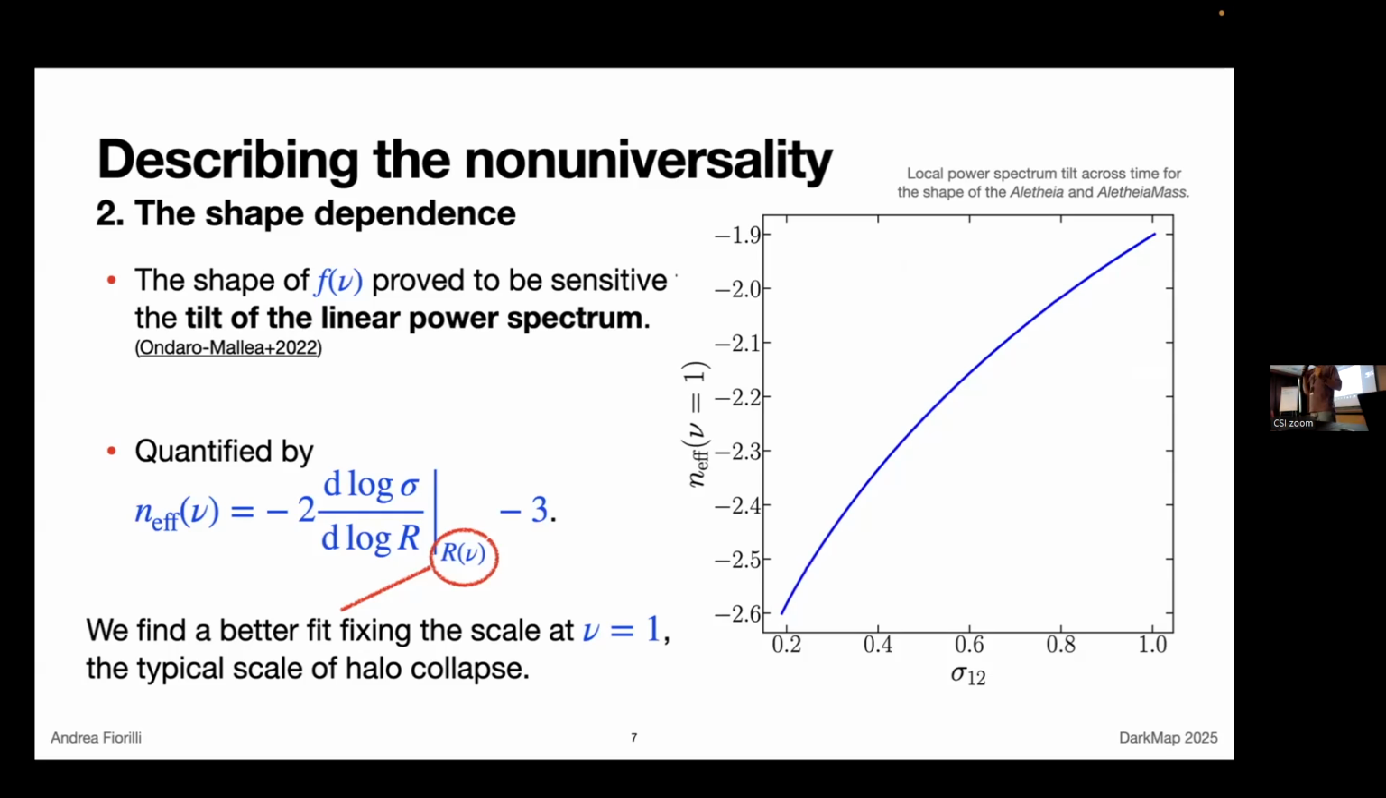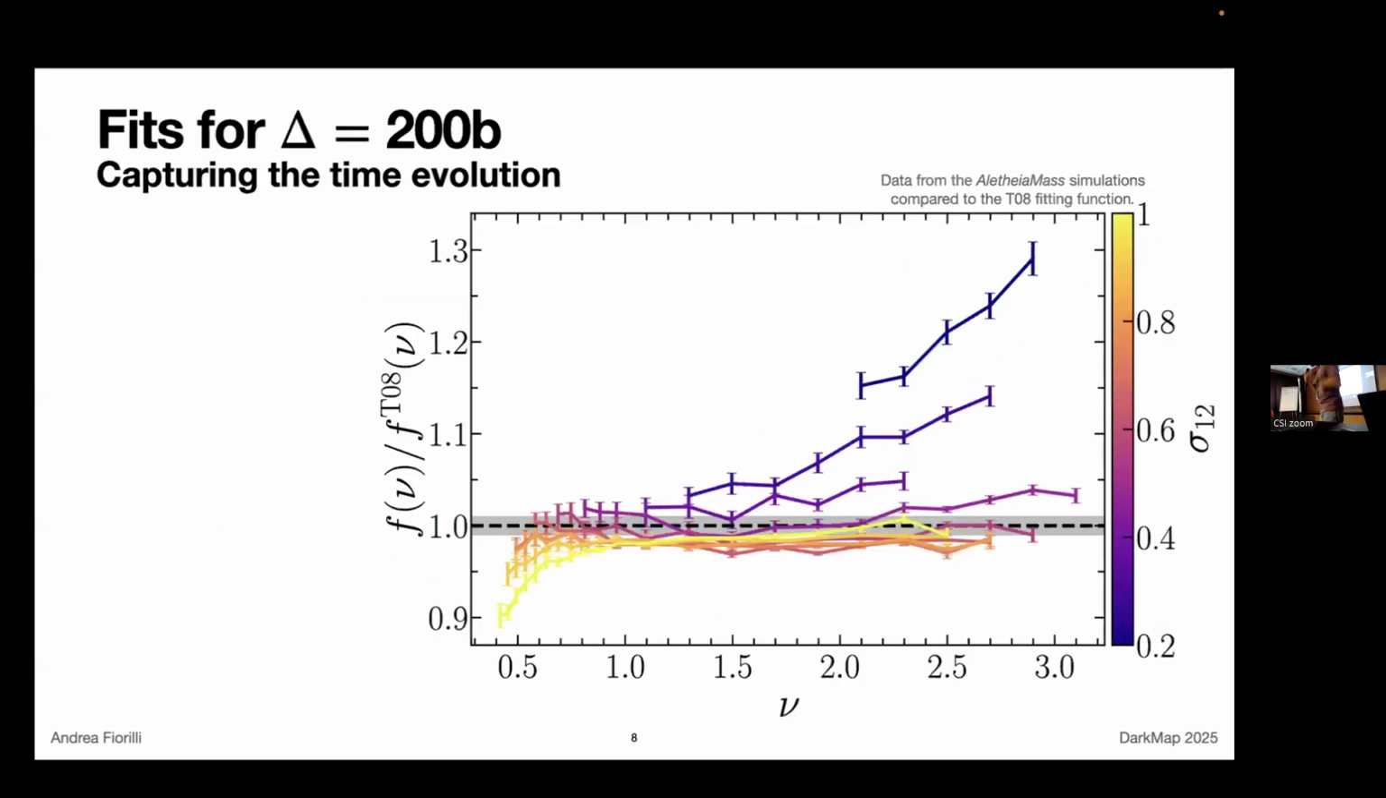I won't show you the exact functional form of the halo mass function because it's not out there yet, but it's going to be out very soon. So in case you're interested in using it, please stay tuned and get in touch.